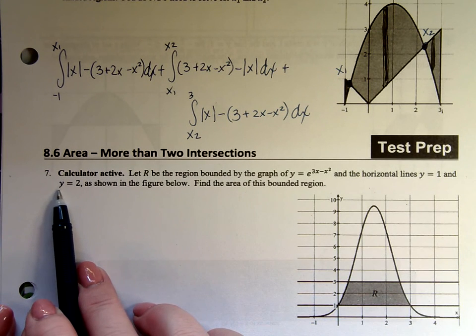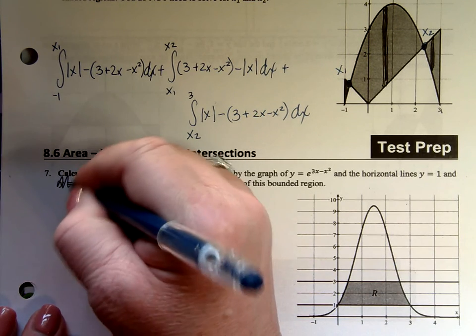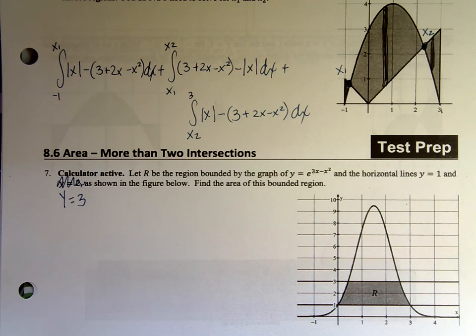And the last piece I want to tell you is that in number 7, there's a typo. This should be y equals 3. If I look at where the two lines are, there's a line at y equals 1, sure there is. But the second line's at y equals 3, not y equals 2. This should be a y equals 3. And then you can answer that question.